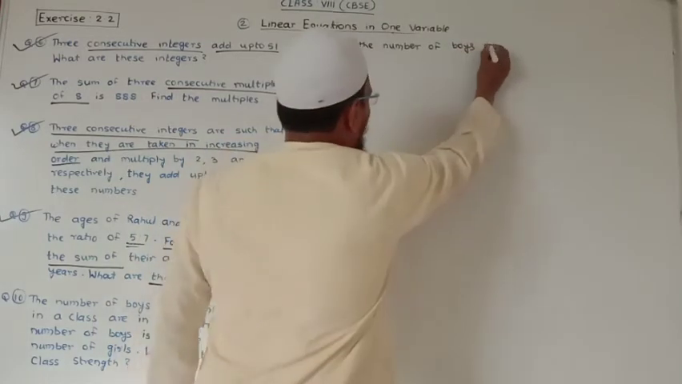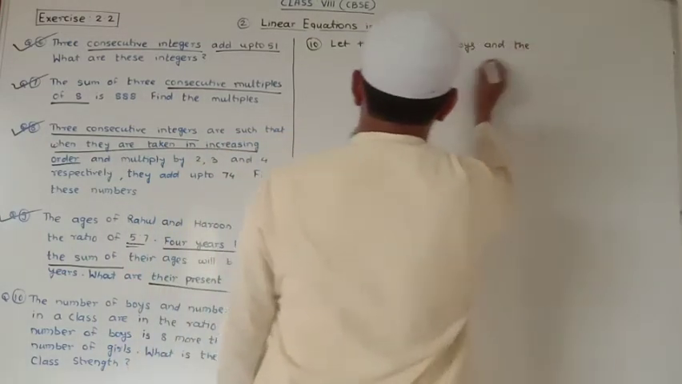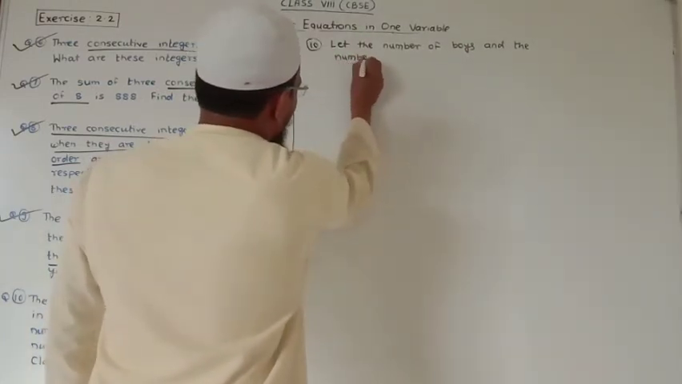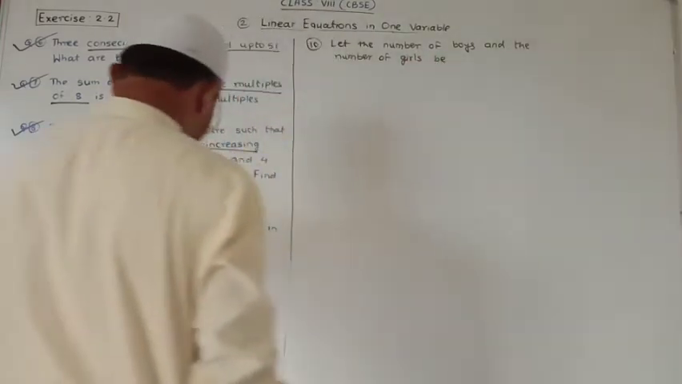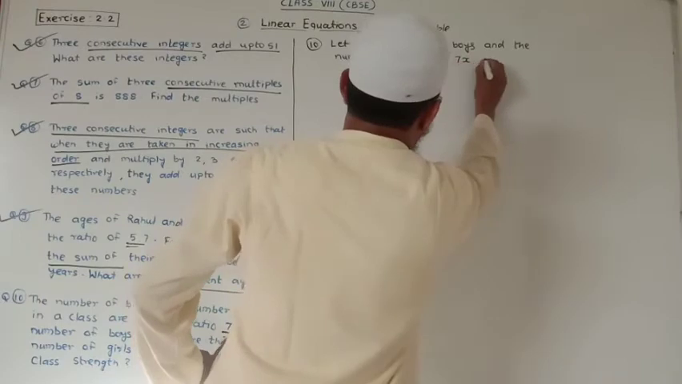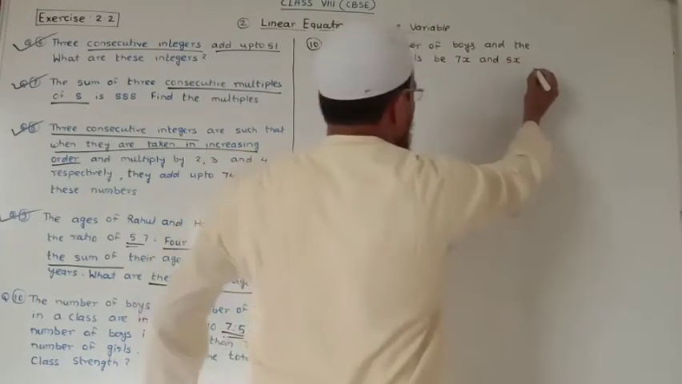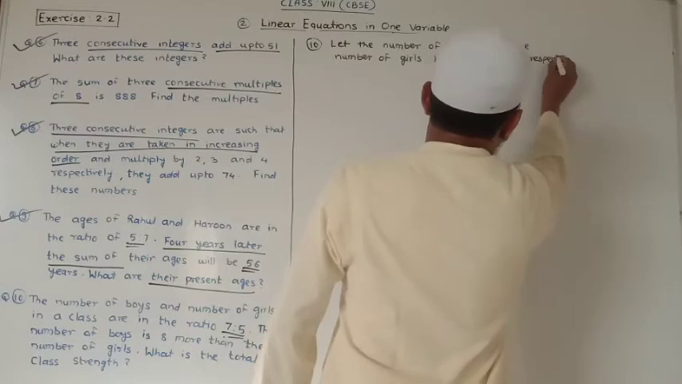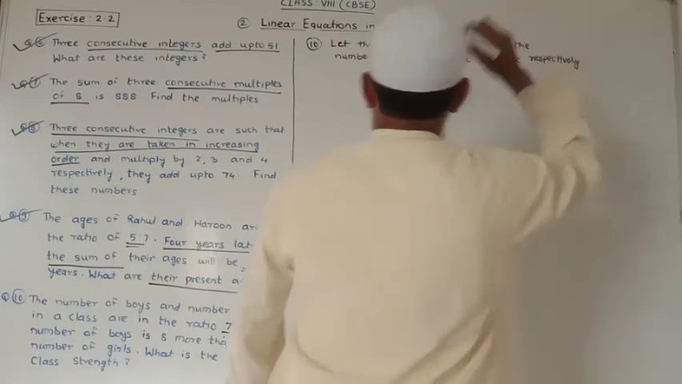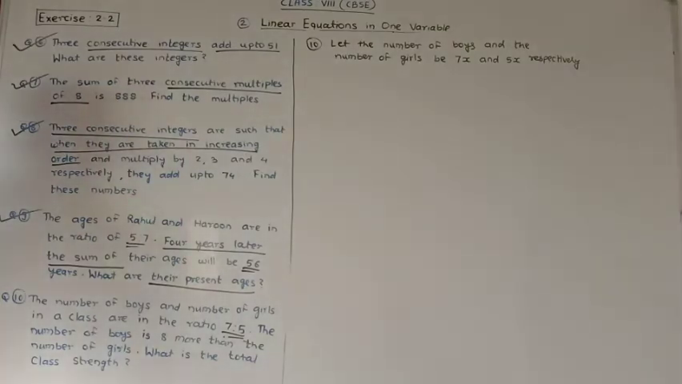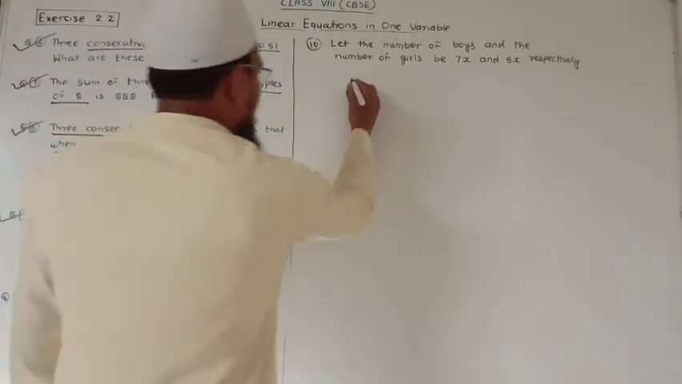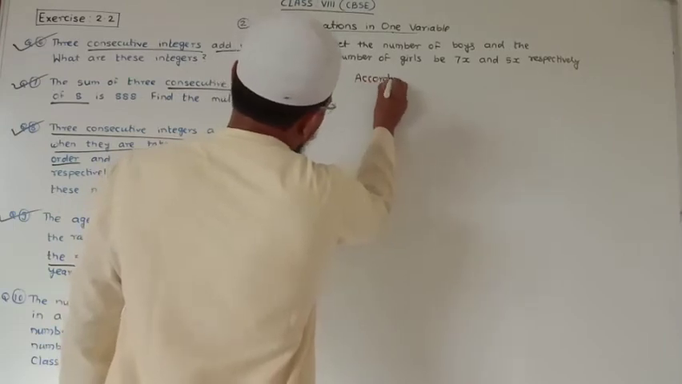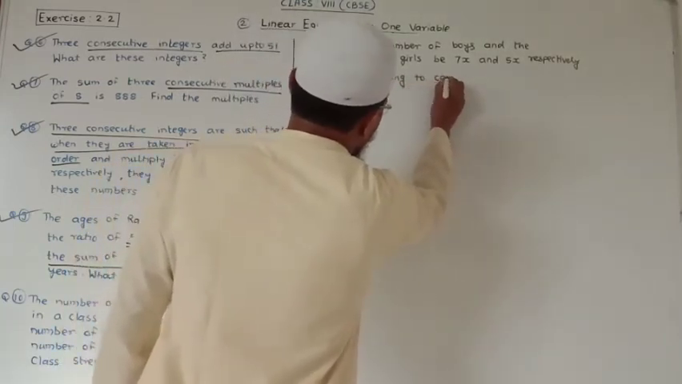boys and the number of girls be, here first is 7, so 7x and 5x respectively. After that, the condition is given: the number of boys is 8 more than the number of girls. So we write here according to the condition.